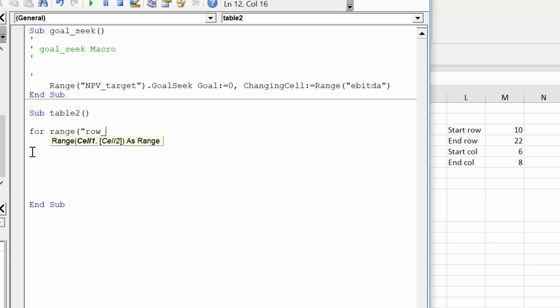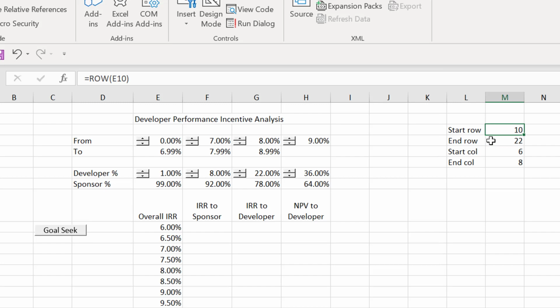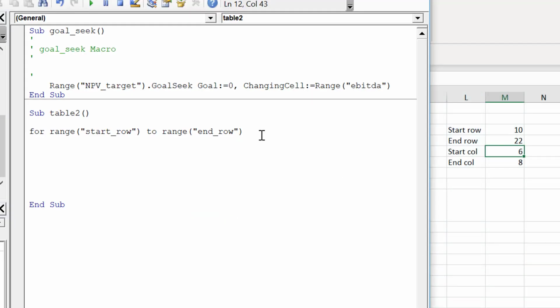Okay, and then you put for range row, start row to range end row. Now there's the start row and the end row over here. This is just the row number. It's just called row and column. Those are just functions in Excel.